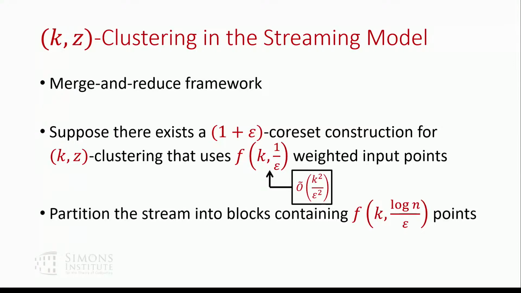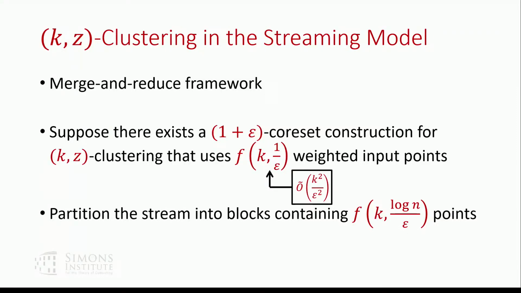So suppose there exists a 1 plus epsilon coreset construction for k-means. There is because, well, I just showed it to you in the previous slide. And it uses some function of weighted input points. And like I said before, you can think of this as k squared over epsilon squared, even though that's not the most optimal. So what we're going to do is partition the stream into blocks that contain roughly k squared over epsilon squared points.